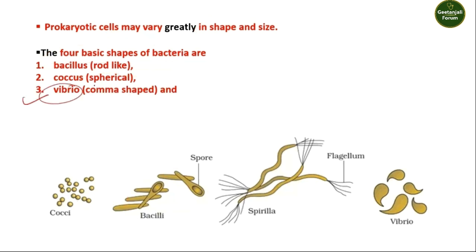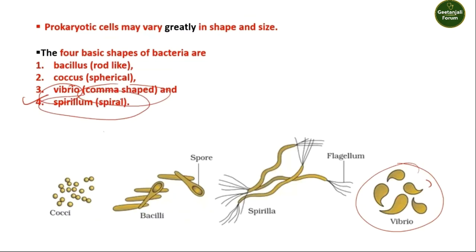Then these are the vibrios. They have a comma-like shape. Then spirillum, which have a spiral shape. These are the spirillum. So prokaryotes have different shapes. There can be more shapes of prokaryotic cells, but they have these four basic shapes.